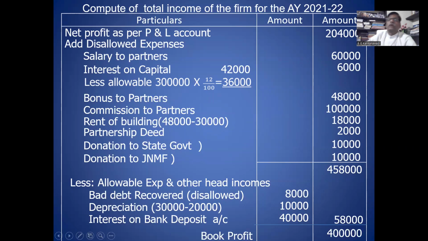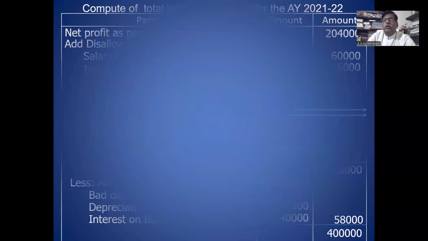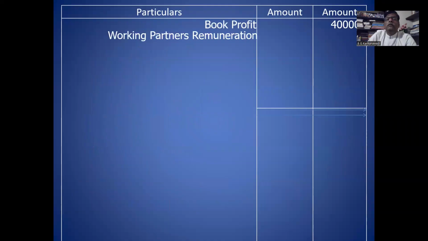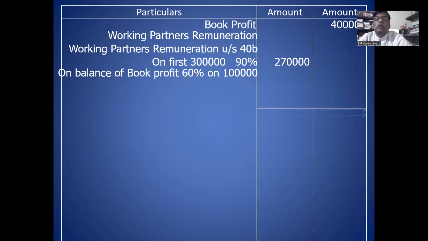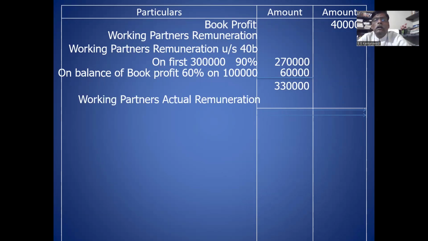Book profit comes to 4 lakh. Book profit is 4 lakh. If you take this book profit, first point, 90% of 3 lakh: 3 lakh at 90% gives 2,70,000. Then 60% of balance. Balance is 1 lakh. On 1 lakh, 60%, your answer is 60,000. Total 3,30,000 as per 40B. Actual remuneration is 1,70,000.